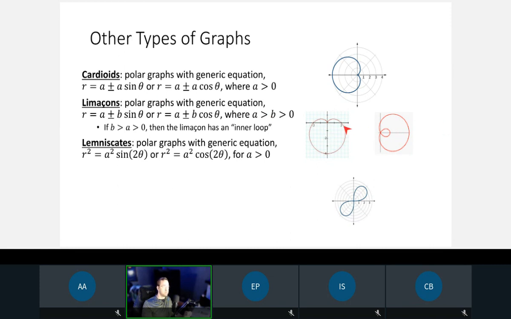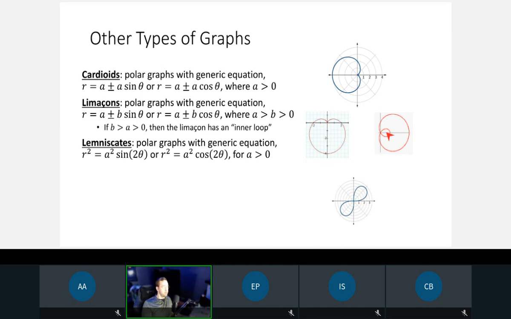And that looks like this. This and this. These are limicons. Now, if you notice, this one kind of actually looks like a cardioid. So sometimes when you look at graphs, you really can't say, oh, it looks like this, so it must be a cardioid. Well, it could actually be a limicon, and you'd have to see the equation to make that determination. So don't let the picture of a graph confuse you into picking the wrong answer. The equation will give it all away.